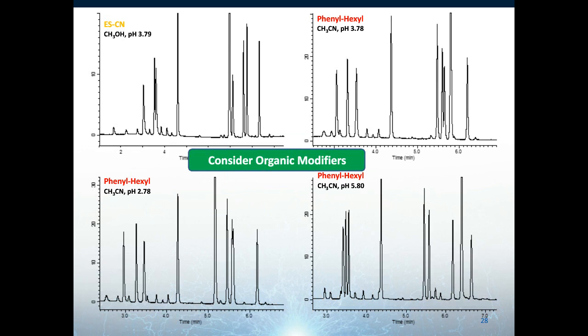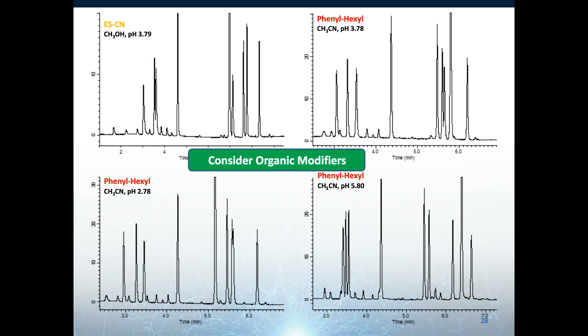And then I want to point out that you should also consider organic modifiers, because a lot of people may just think that acetonitrile is always going to give the best answer. But sometimes you can use methanol or mixes of methanol and acetonitrile to improve selectivity. So in this example, what you have are some of the best screening results that we had with all of the conditions that we had screened.